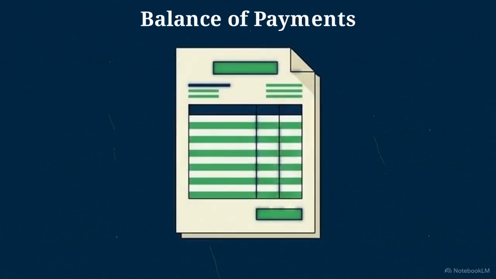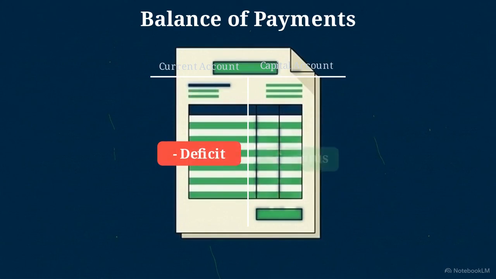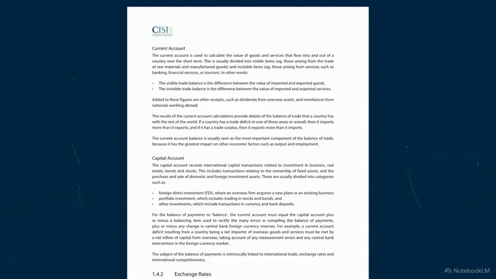The answer lies in the balance of payments. This is the master macroeconomic ledger that records every single economic transaction between one country and the rest of the world. This ledger acts as a self-correcting system, using a specific mechanical process that forces the global economy back toward equilibrium. This system relies on two main sections, starting with the current account.